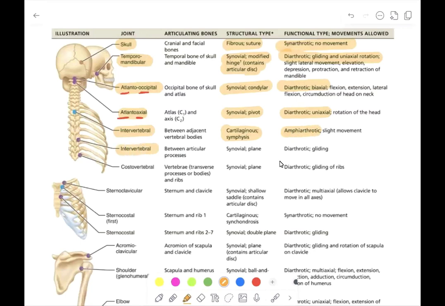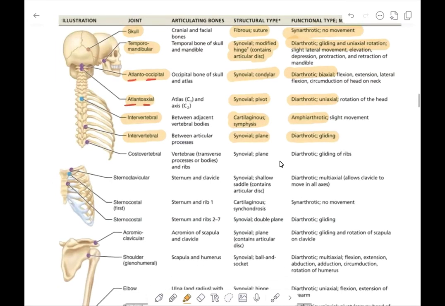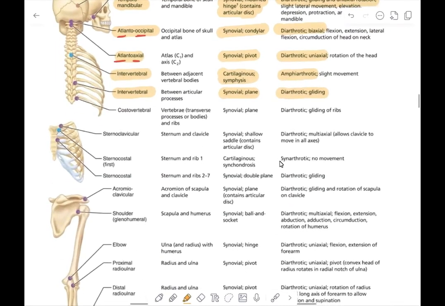Intervertebral joint, the lower ones have a little bit more movement. They are synovial and plane. This would be the diarthrotic joint and the gliding joint. If you recall back to when I mentioned these in a previous video, I said they allow you to lean back and lean forward. The costovertebral joints are synovial and plane and diarthrotic.